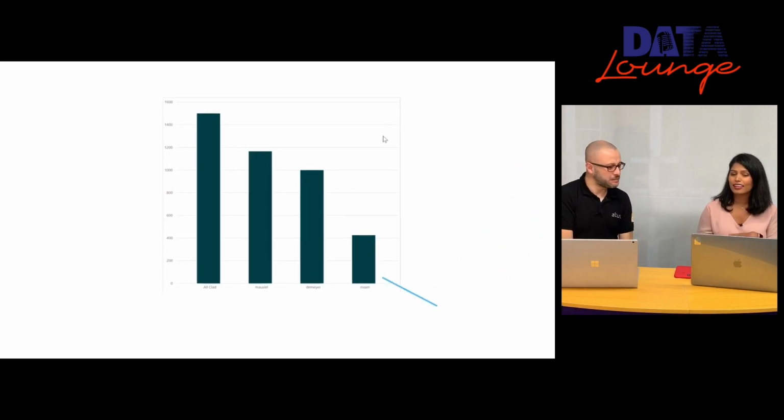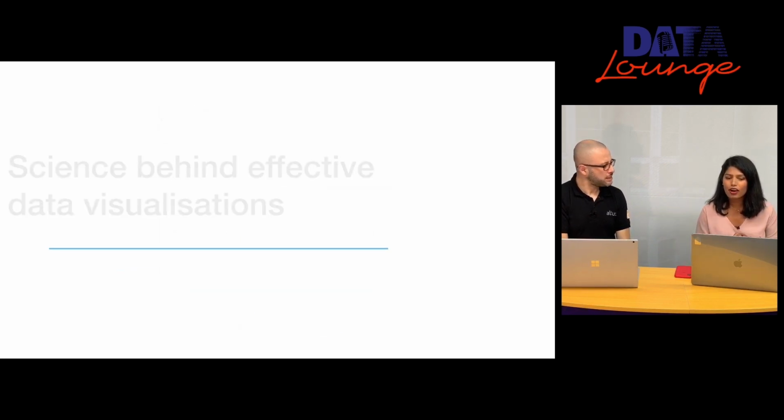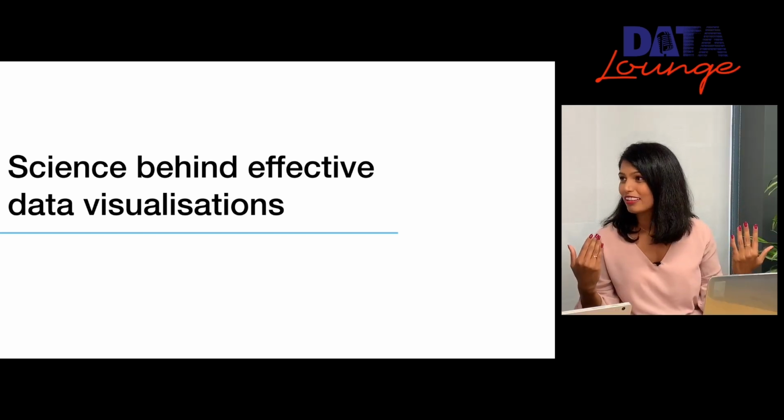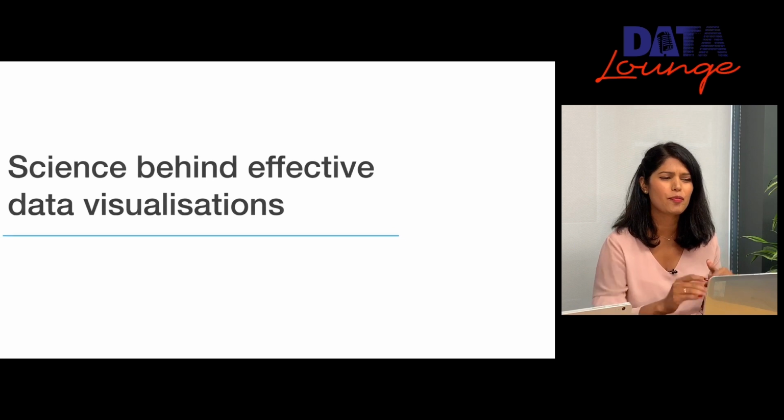So what happens there? Why it happens is because of the science behind the data visualizations. If we understand the science behind data visualizations, and if we understand the science behind our human brain, we can create really nice visuals very quickly. So let's look at how our brain works.